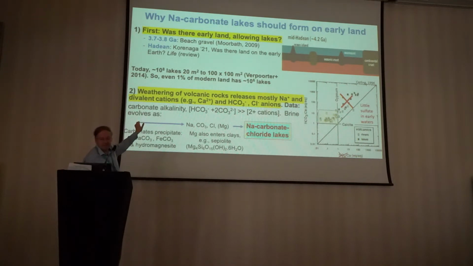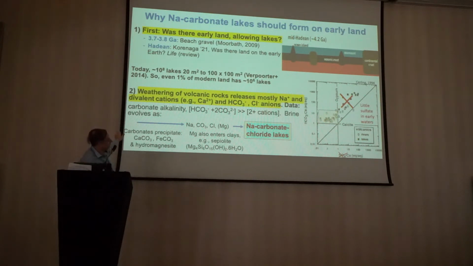Today there are 10 to the 8 lakes between 20 meters squared and 100 times 100 meters squared. So even if we had 1% of modern land, we'd still have a million lakes of this size, and that's just ignoring puddles also. When you weather volcanic rocks with carbonic acid or other acids, you release cations like sodium or calcium, and you'll also make carbonate ions.